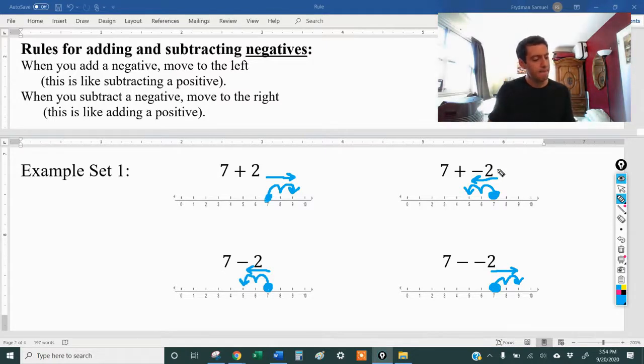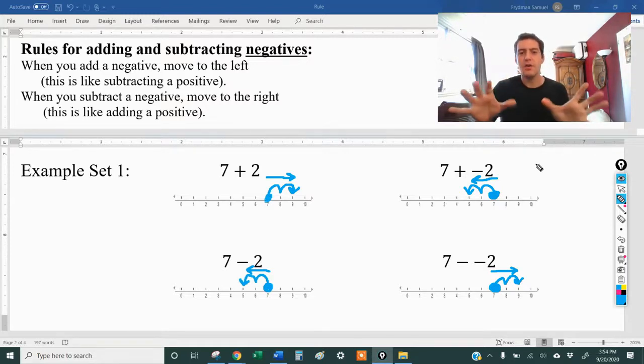All right. Now, if you take a look at these number lines, you'll notice that they sort of come in pairs, right? Some of them are the same.